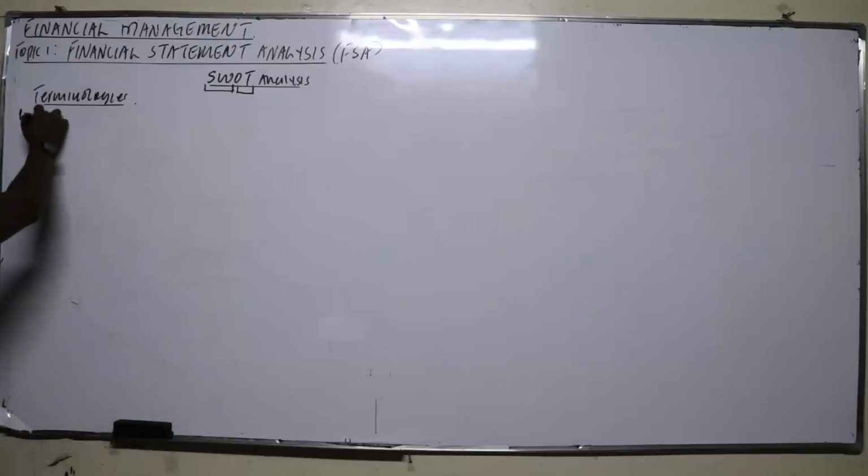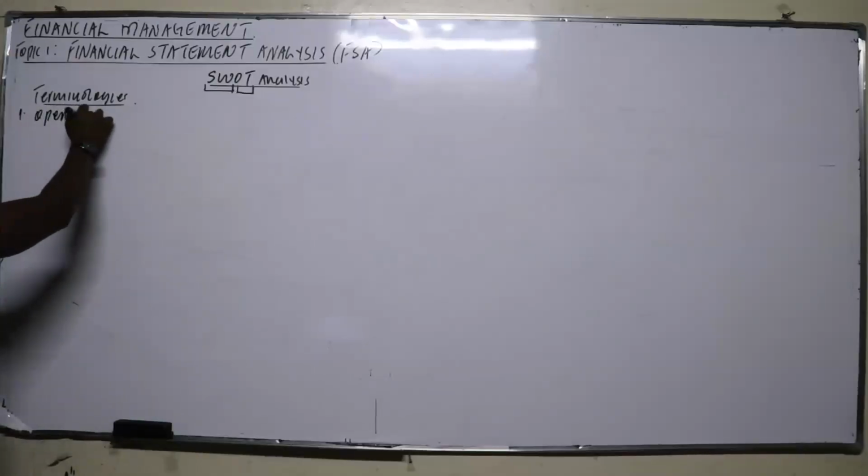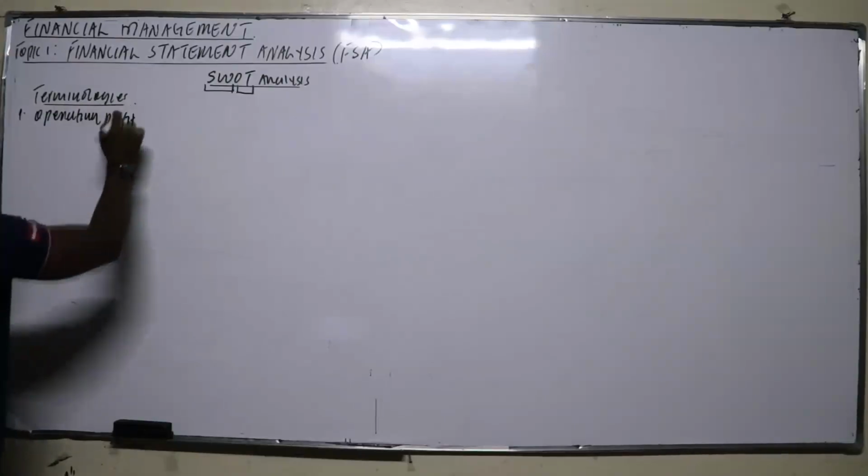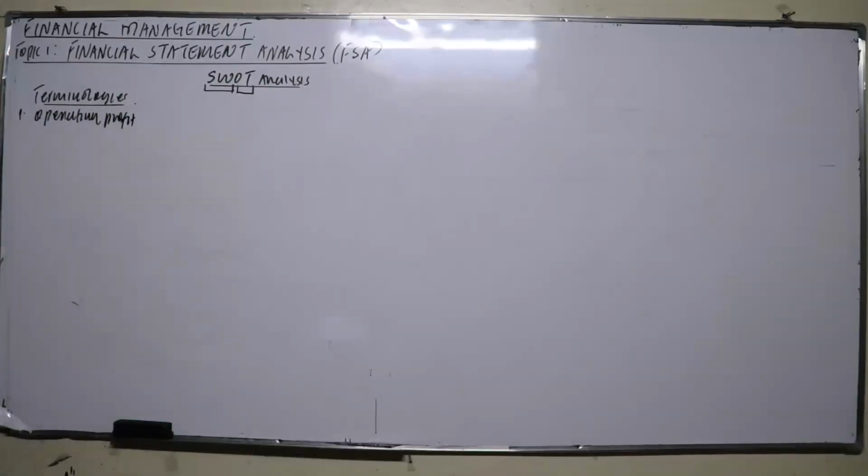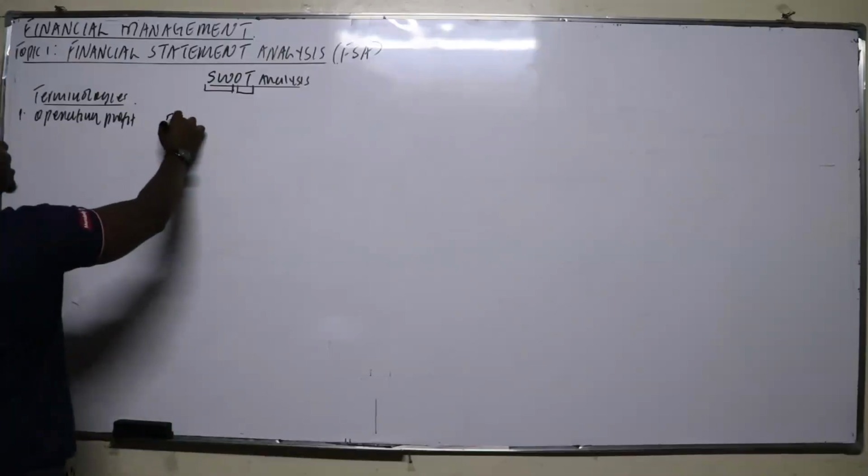Number one, operating profit. What do we mean by operating profit? This refers to the earnings before interest and tax, in brackets, EBIT.